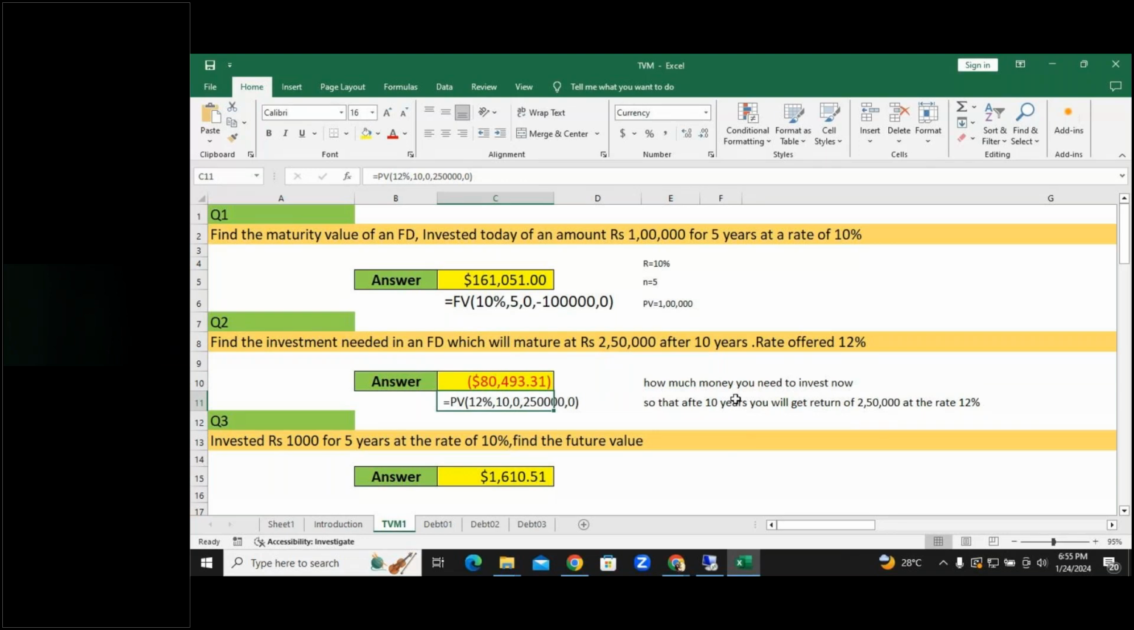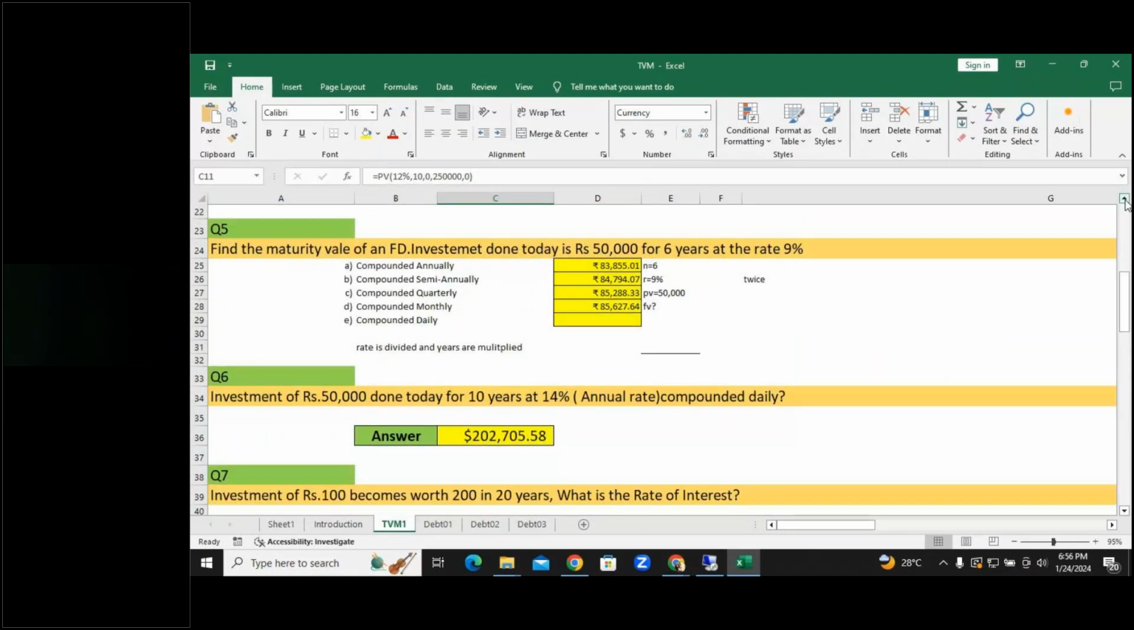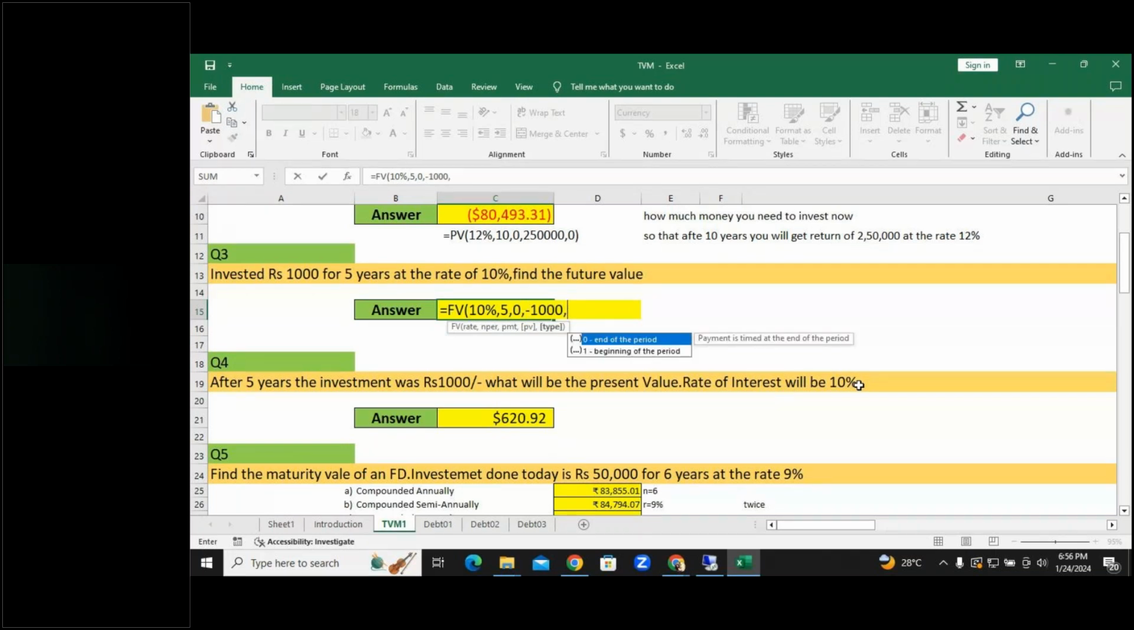So let's go for the next one. So that is invested rupees 1000 for 5 years at the rate of 10%. Find the future value. So here I'll type equals FV, open the bracket, rate 10%, comma, NPER they are telling 5 years, comma, PMT. So no EMI has been mentioned, comma, present value. So I am investing rupees 1000 today. So that is money going out of my pocket. So I'll give minus 1000, comma, and I wanted to check it for the entire 5 years. So end of the period, close the bracket.